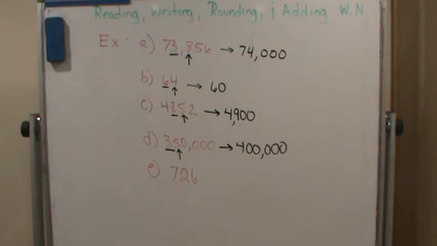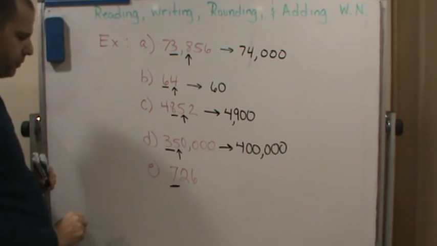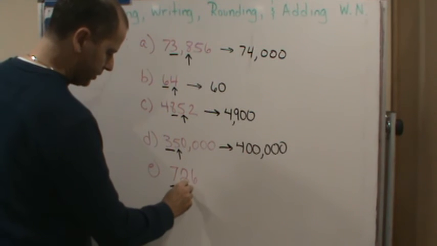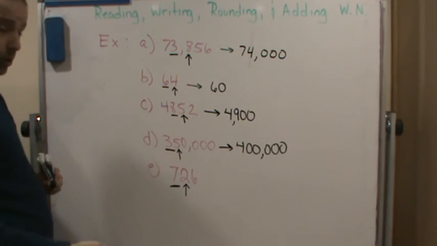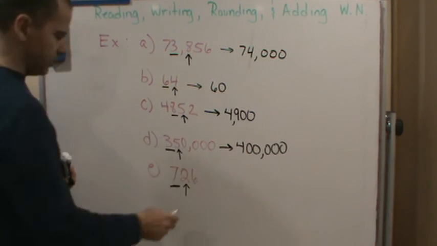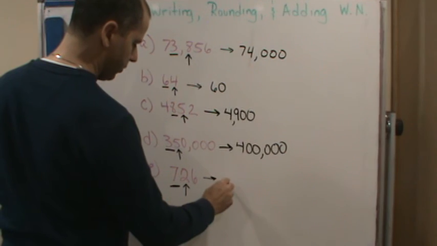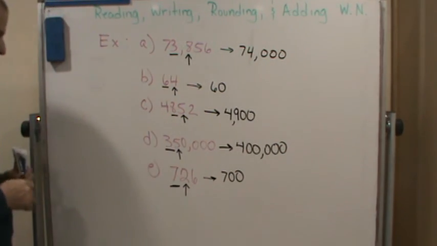And then finally, 726. We want to round that to the nearest 100. So again, here's the place value we're rounding to. So we're going to look at the digit to the right. And so that digit is 4 or less, which means the 7 will remain unchanged, and then all the digits to the right become 0. So this rounds to 700.